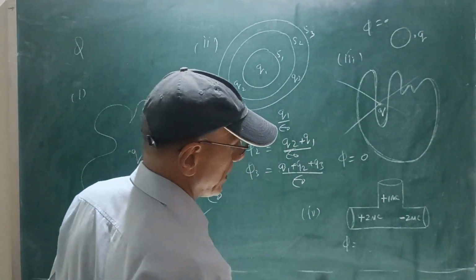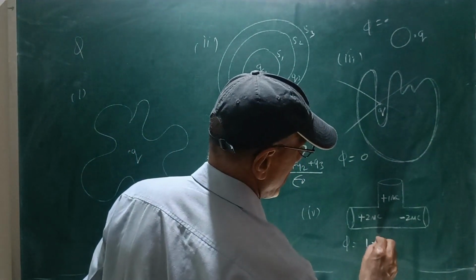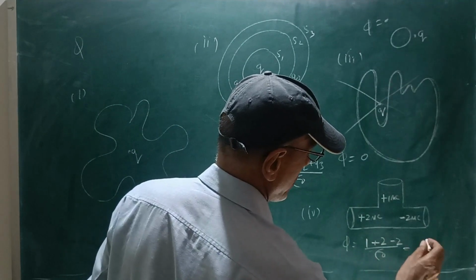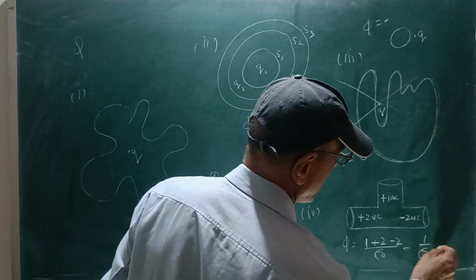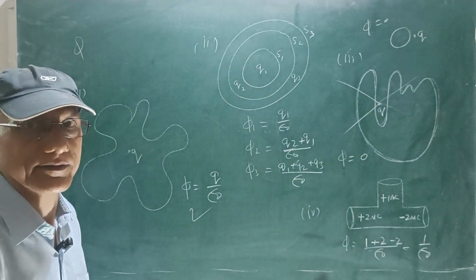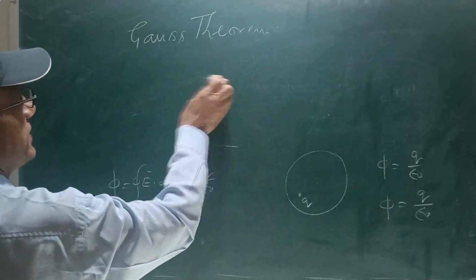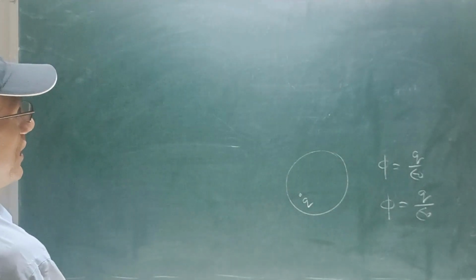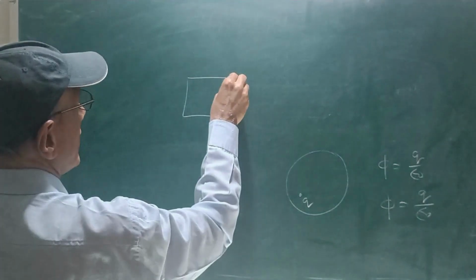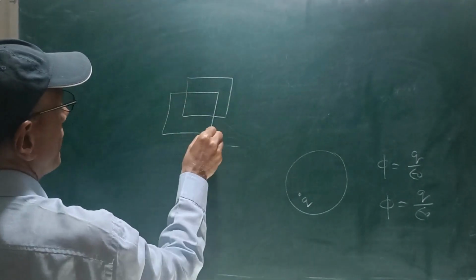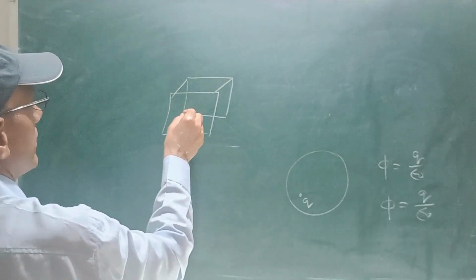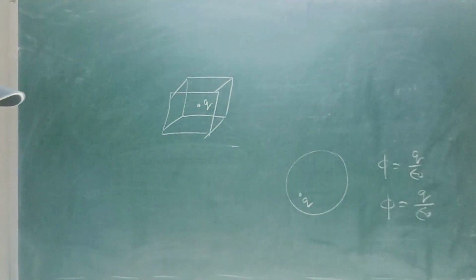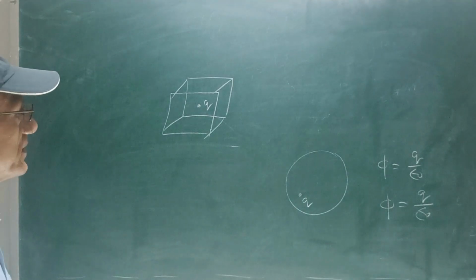So here it is 1 plus 2 minus 2 upon epsilon naught. That means it will be 1 by epsilon naught. I change the surface to a cubicle in the form of a cube, and the charge is placed at the center. Then what will be the flux?